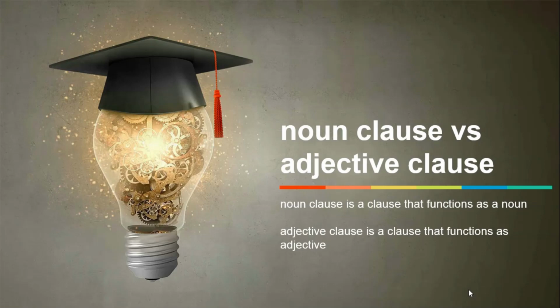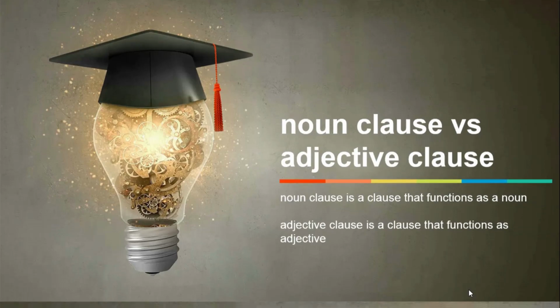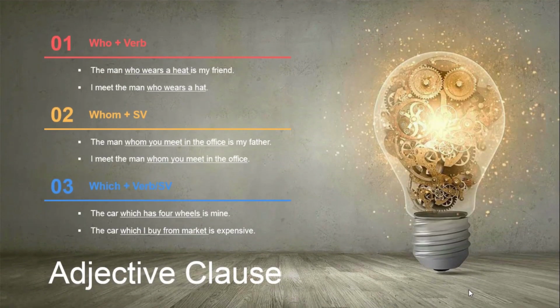On the other hand, adjective clauses are clauses that function as adjectives. So here an adjective clause can be interpreted as a clause that functions as an adjective. If it is a noun, it is an adjective. Okay, this is just the literal explanation. Now, to make it clearer, I will explain each of the noun clause and adjective clause separately and then we will compare them. Okay, let's start with adjective clause first.